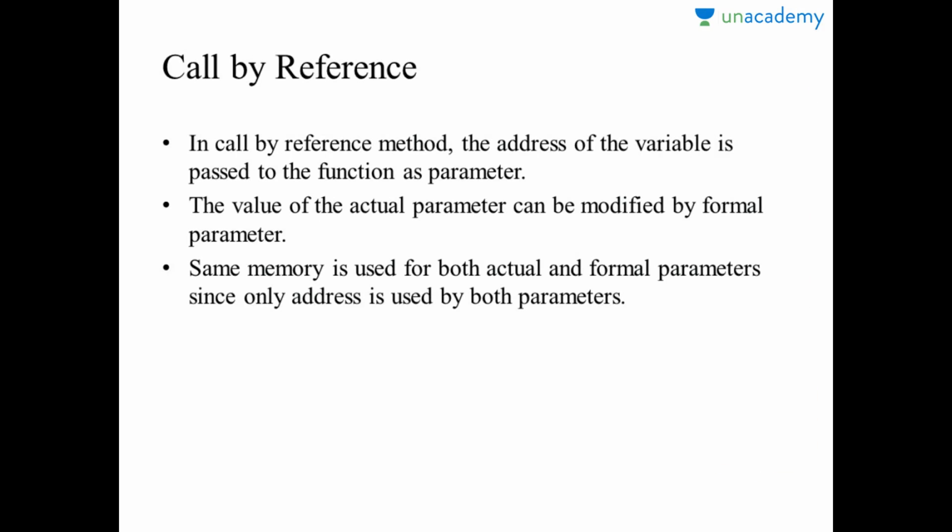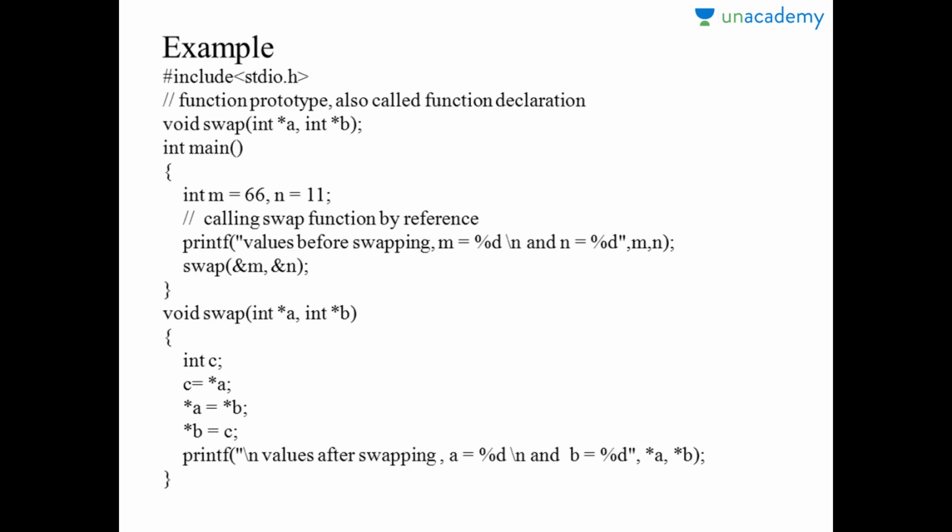Next is call by reference. In the call by reference method, the address of the variable is passed to the function as a parameter. The value of the actual parameter can be modified by the formal parameter, and the same memory is used for both actual and formal parameters, since only the address is used by both parameters. So here, address is the most important phenomenon. Without it, you cannot use the call by reference method. For example, in this program, the addresses of the variables m and n are passed to the function swap. These values are not copied to formal parameters a and b in the swap function, because they are just holding the address of those variables. This address is used to access and change the values of the variables. So as said, the address needs to be passed, and it is the key to using the call by reference method.